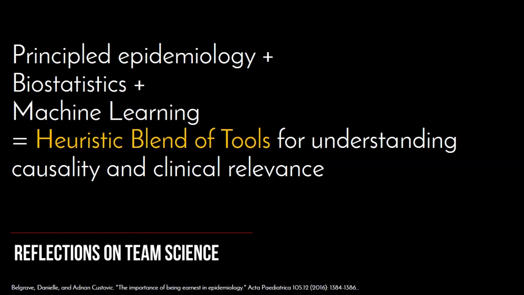And the third lesson, I think, is the importance of having principled epidemiological approaches. Especially in areas where we're trying to infer causality in machine learning for healthcare, biostatistics and machine learning, a heuristic blend of these tools is much richer than any one of these tools can give us about understanding causality and clinical relevance.